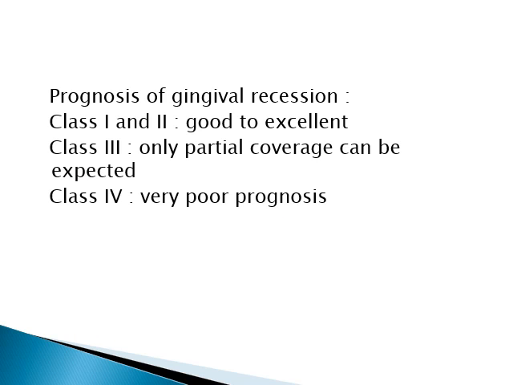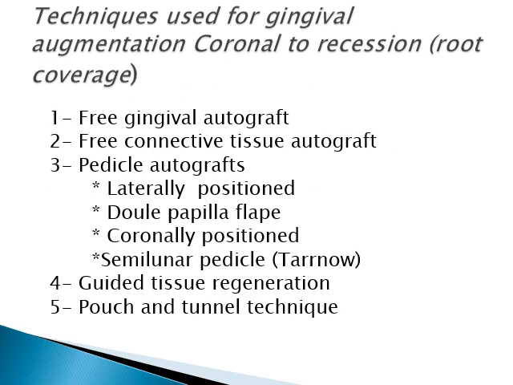Prognosis of gingival recession in Miller's classification: class 1 and 2, good to excellent prognosis, because we have no bone loss and the interdental area is intact. Class 3, only partial coverage can be expected when we have partial loss of the bone and partial loss of the interdental area. But in class 4 with severe bone loss and severe interdental loss, very poor prognosis.